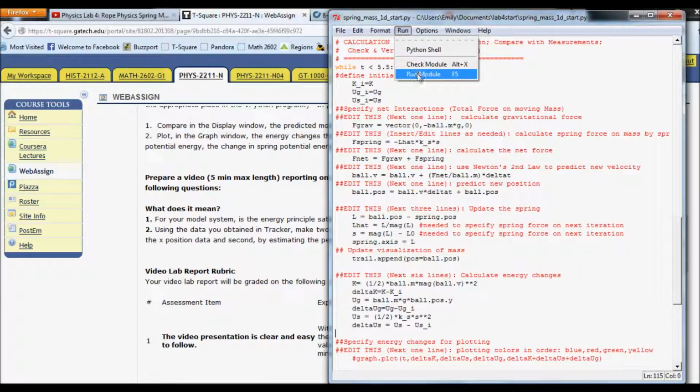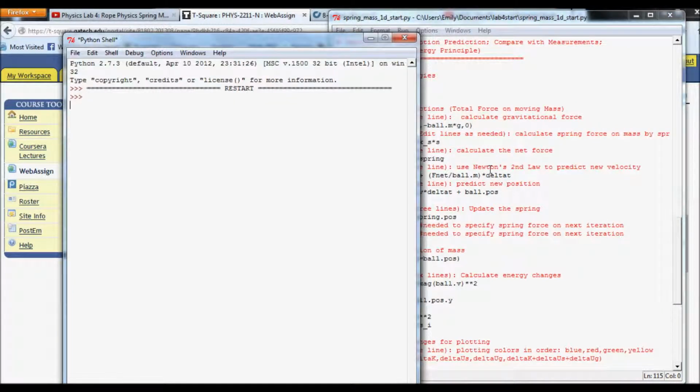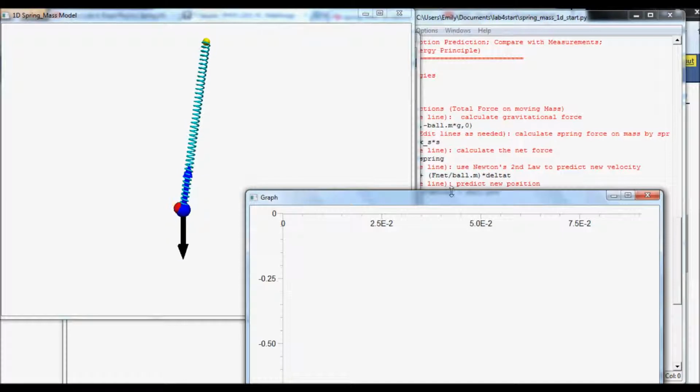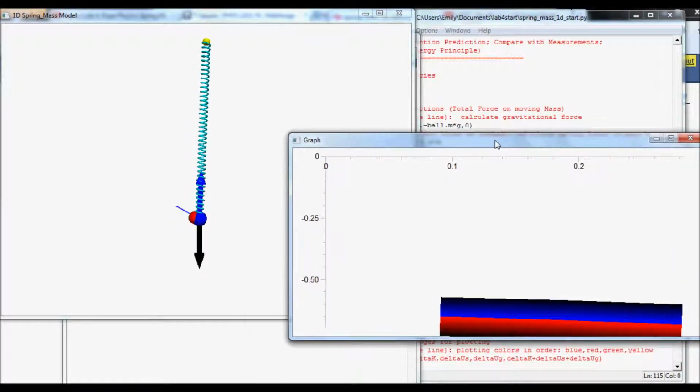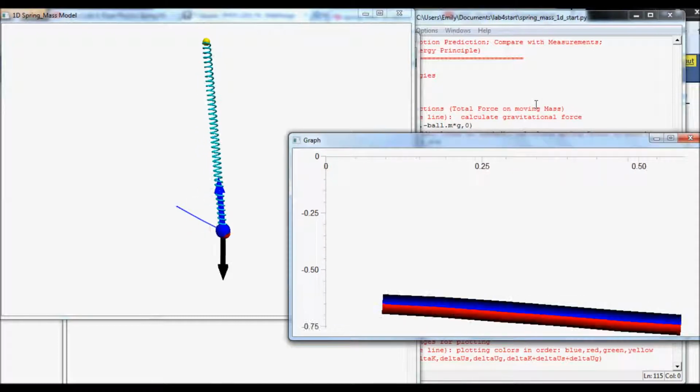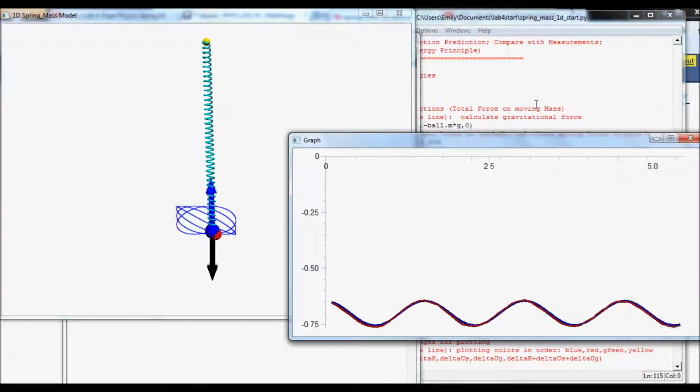Here is the model in Python. The red ball represents the data in tracker, and the blue ball is the computational model. You can see they follow the same path. The blue arrow represents the spring force, and the black arrow represents the gravitational force. The graph shows the y positions of the computational model, the blue line, versus the data in tracker, the red line. As you can see, they are close to perfect match, with the red line slightly lagging due to possible drag force in the real-life model.